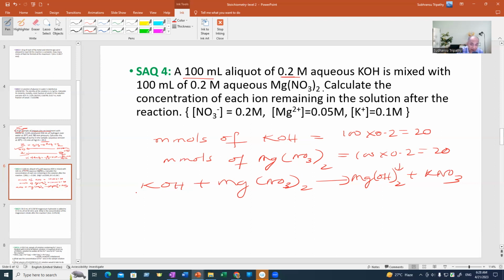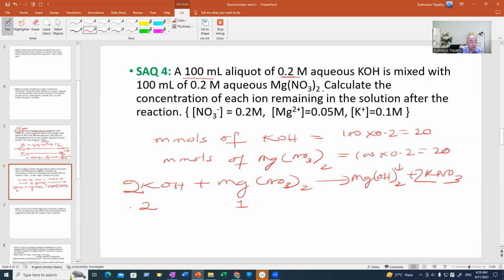So, if that is the case, you have to now find out. Before that, you have to balance. Here, nitrate is 2, so you have to make KOH also 2. So, the mole ratio is 2:1, or millimole ratio also 2 millimole, 1 millimole. Now, if that is the case, which is the limiting reactant? Accordingly, we have to find out the product. Tell me.